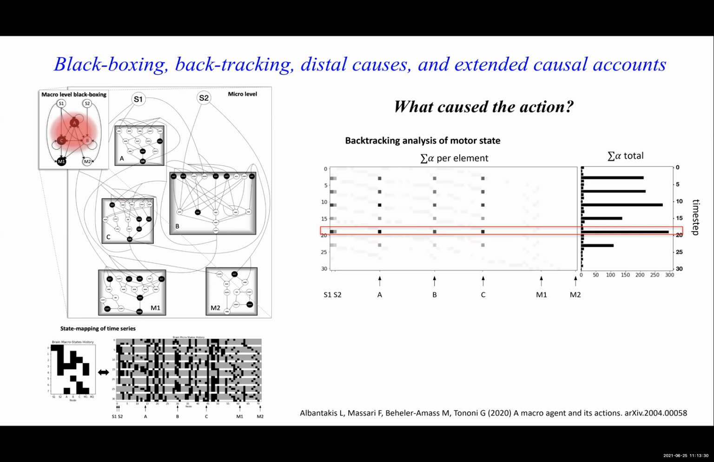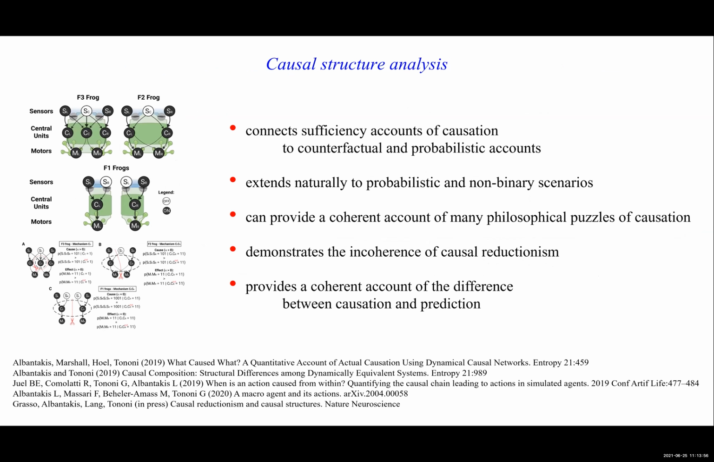Importantly for free will too, you can backtrack causes. I won't show the video here, but it's basically the idea that you can ask the meaningful question of, given an occurrence, we can backtrack in time to find where the distal cause actually was, and beyond which there was no distal cause, again using a criterion of maximality. So we can actually track what caused it and how far in the past. Okay, that's backtracking.